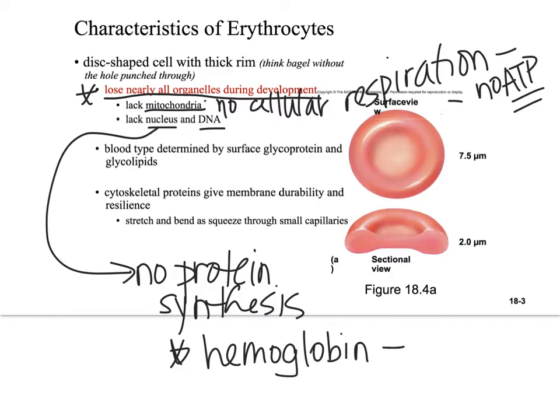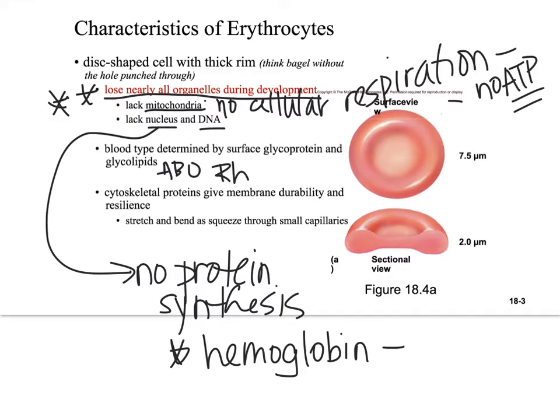Okay, hemoglobin is going to carry oxygen around, but we'll get there. First, you definitely need to know this: it makes these cells totally different from any kind of cell. So no mitochondria, so no cellular respiration, no nucleus, no DNA.